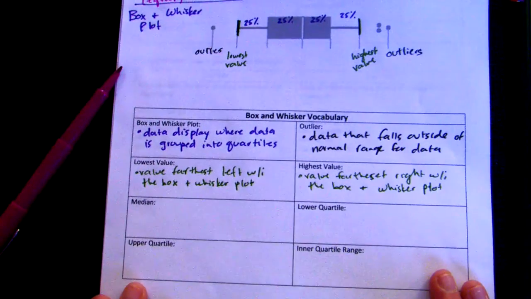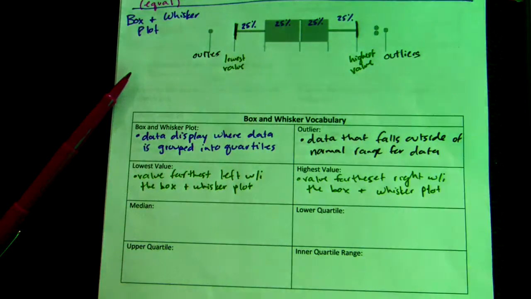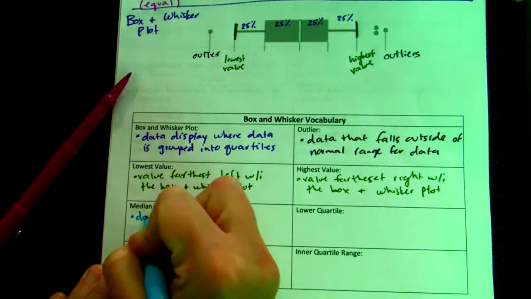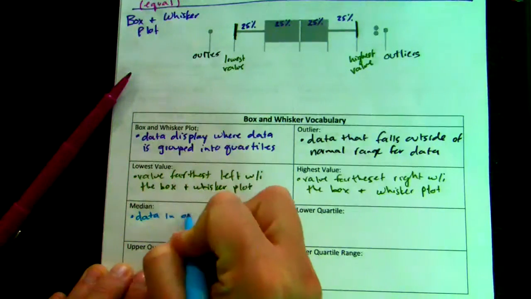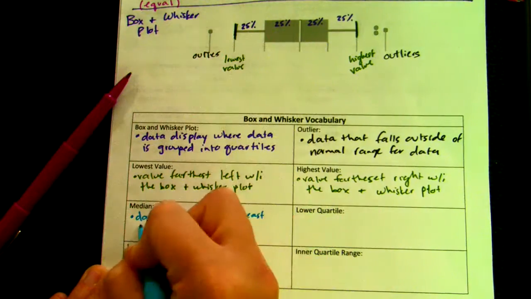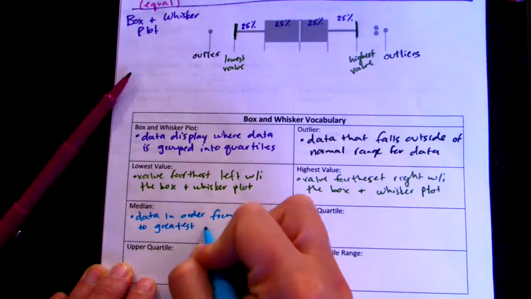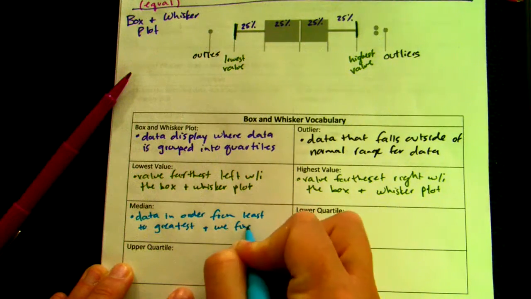Next thing we're going to look at is a vocab word that hopefully looks familiar. It's the one we just practiced above. This is our median. Reminder that the median is when the data is in order from least to greatest, and we find the value in the middle.